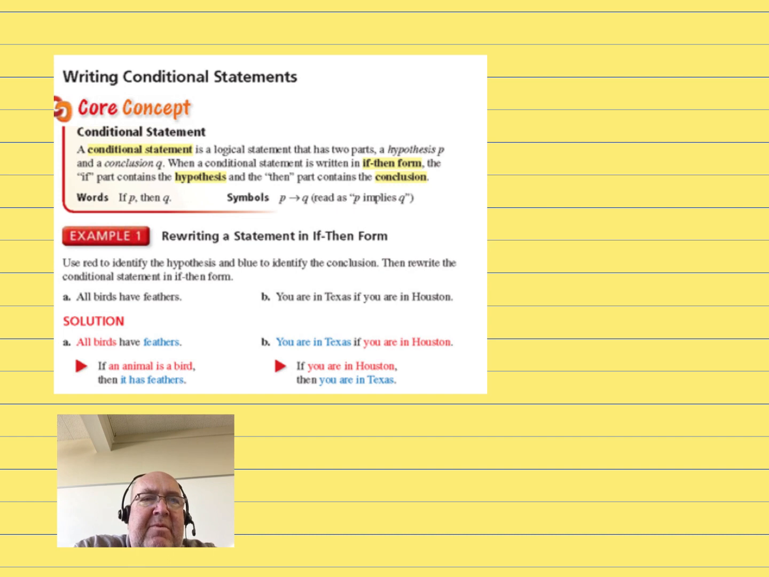We can use a symbol with the arrow, which is shown here, just to see how it works. All birds have feathers. So if we want to write it as a conditional statement, we're going to write: if an animal is a bird, then it has feathers. So you can work on those.